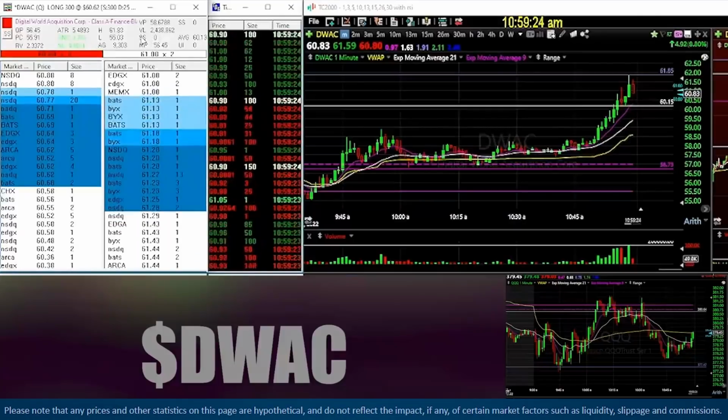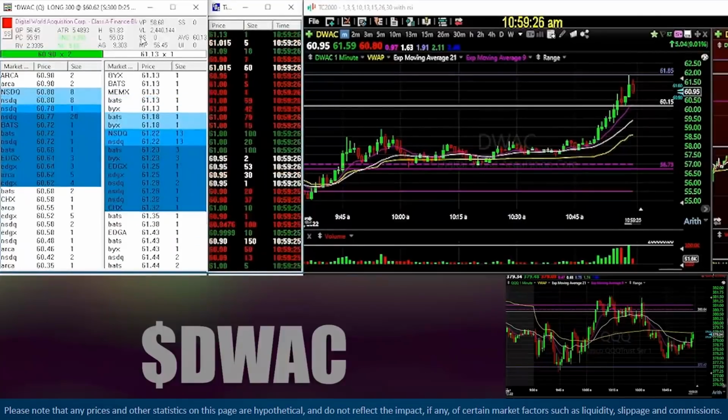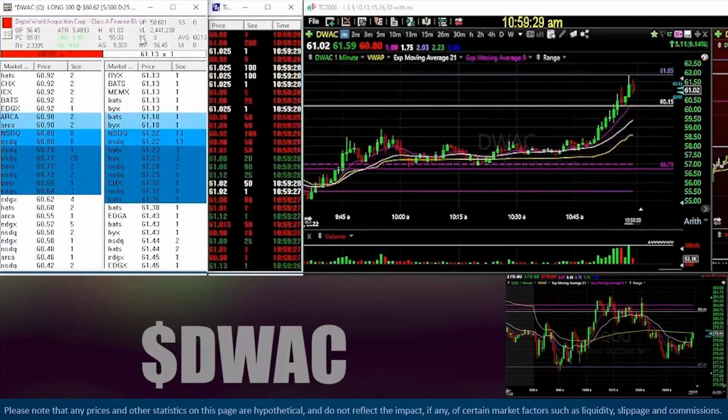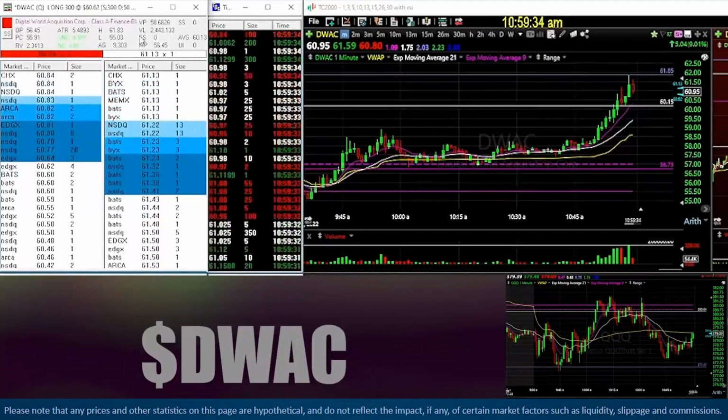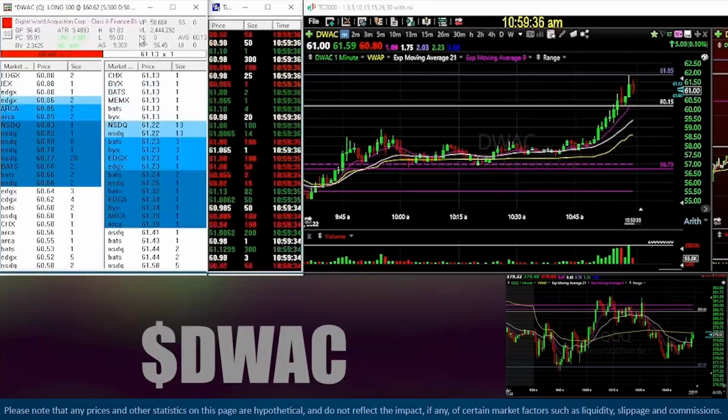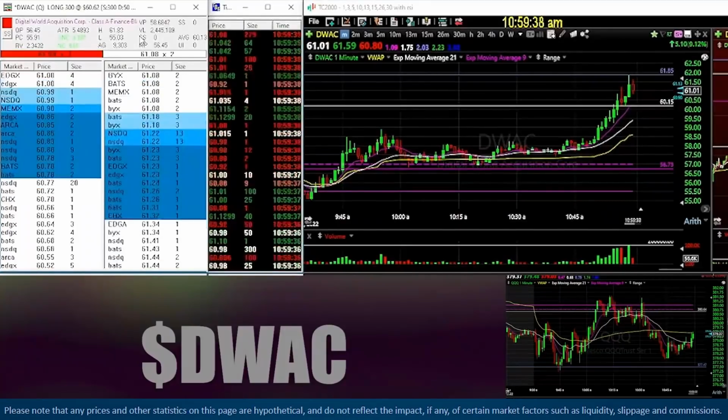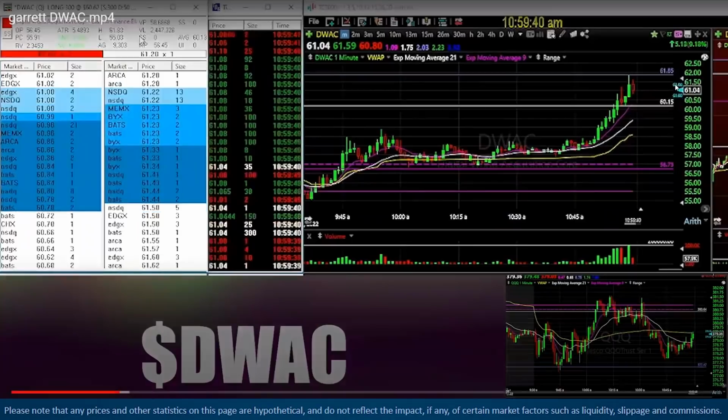There's real money behind this trying to push it to levels that I think it can go a lot higher. So it's a matter of figuring out how much energy a stock has within a market environment. And you can make money in both. In strong market environments, you're definitely going to make more though.